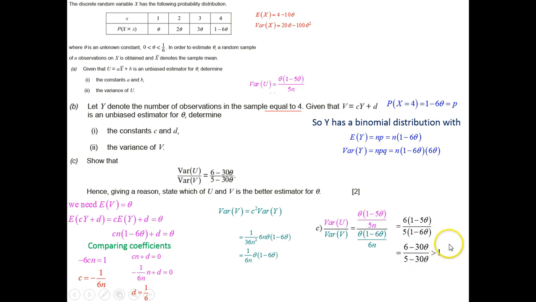If I multiply that out, I've got (6 minus 30 theta) over (5 minus 30 theta), which obviously will be greater than 1. Therefore, the bottom V would be the least variance. Therefore, V is the better estimator.